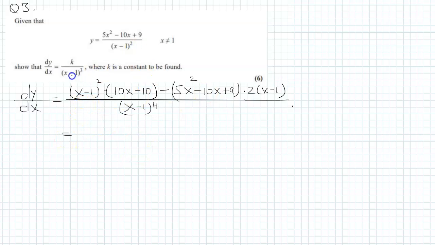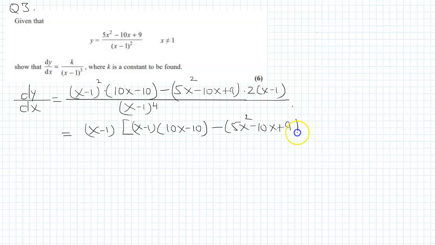So we have to prove (x − 1)³, and we can see that (x − 1) is common. So what we have is (x − 1) times [(10x − 10) minus (5x² − 10x + 9) multiplied by 2], divided by (x − 1) to the power 4. So this (x − 1) is cancelled by 3, so we have got what is in the denominator.